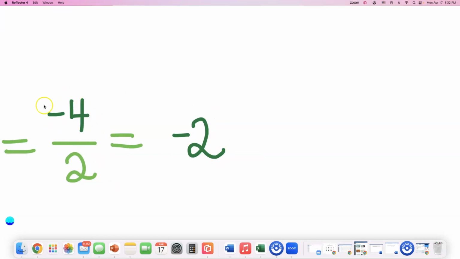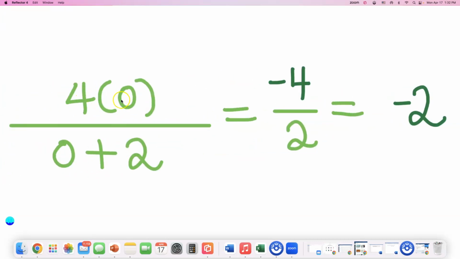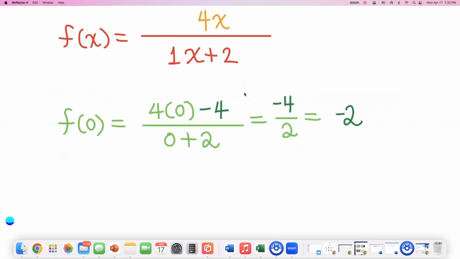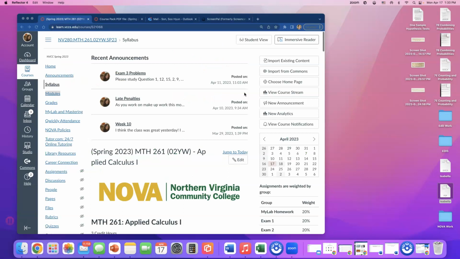So what I know is that the numerator, the top of the fraction, better be -4. So let me see. If I have 4 times 0, that's not going to give me -4. So how about I say I will do 4 times 0, but I will subtract 4. Because 0 minus 4 is negative 4, right? So I think I fixed my problem. Now, instead of saying just 4x, how about I say 4x minus 4?